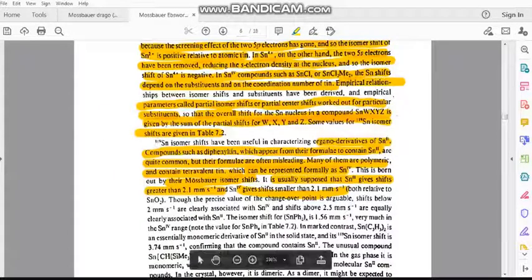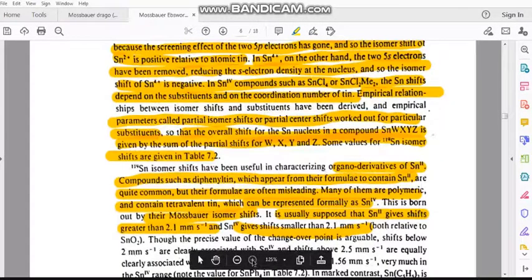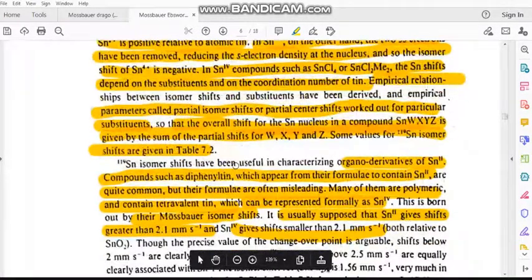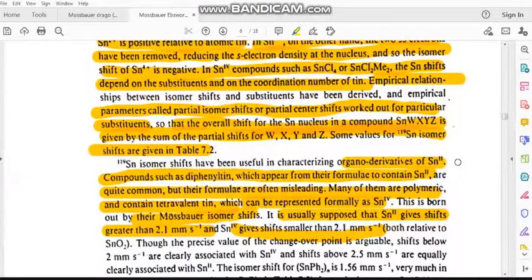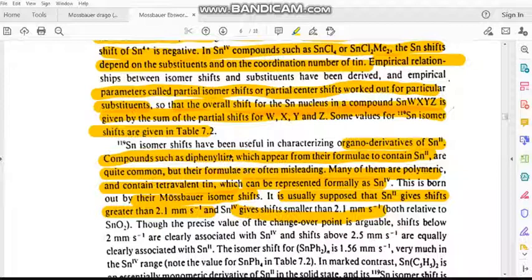In tin 119, isomer shifts have been useful in characterizing organotin derivatives of tin 2+. In organotin derivatives, there is a tin-carbon bond. Organotin derivatives with tin-carbon bonds, such as diphenyl tin.